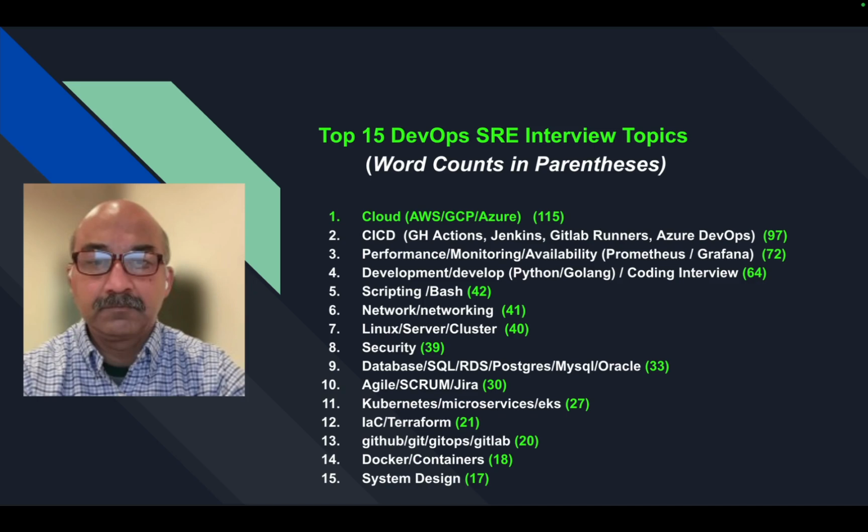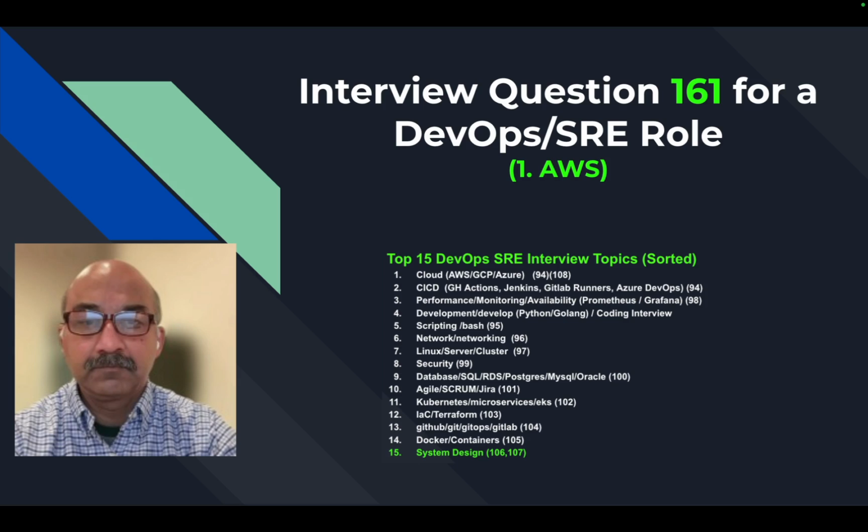So these are the top 15 most important topics based on data for DevOps and SRE interviews, right? The ones at the top are more important, like cloud and CI/CD. The ones at the bottom, like containers and system design, are least important, but still on the top 15. So please don't ignore them. Okay. Today we're on number one, back to number one, cloud/AWS.